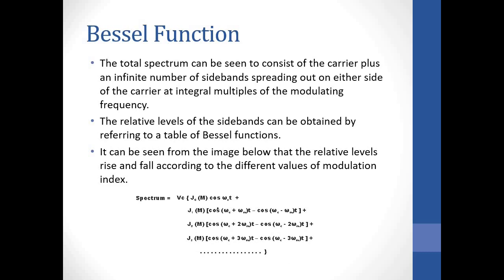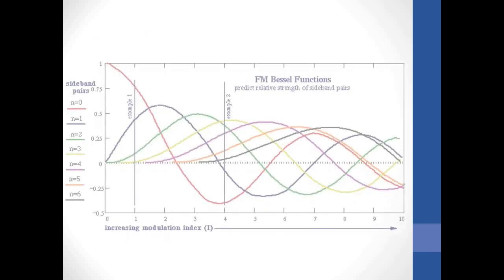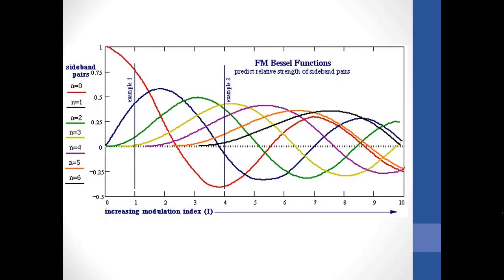So let's look. This is the formula. As you can see, fc plus fm, fc minus fm, fc plus 2fm, and so on. This is the spectrum of the Bessel function. Now, this is how it appears graphically, where the red component is when n is equal to 0, so this represents the carrier. This represents the first order, which is fc plus fm, then second order, third order, fourth order, and so on. This is the Bessel function.